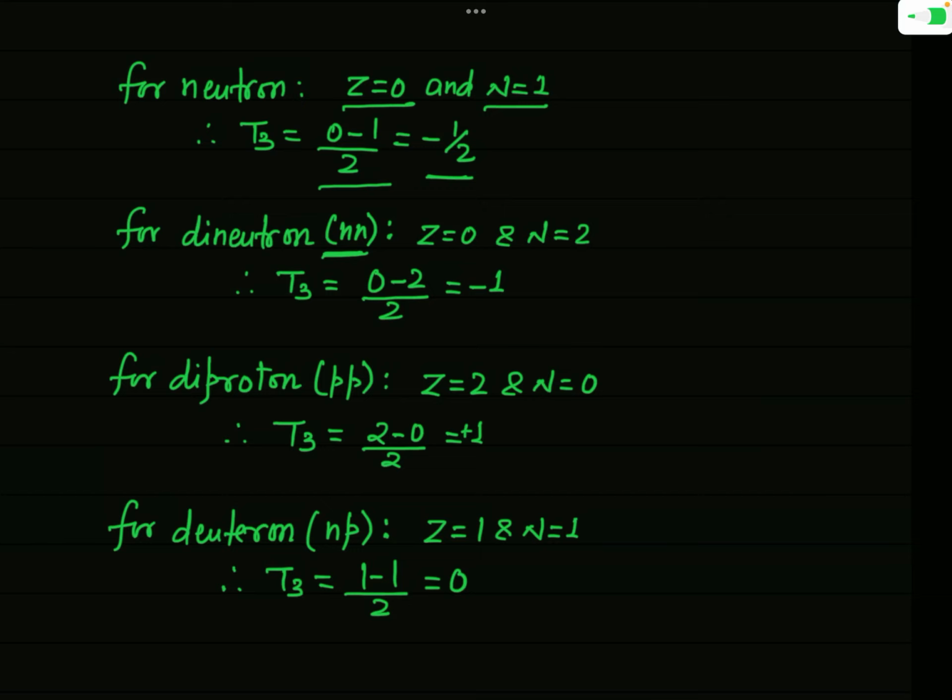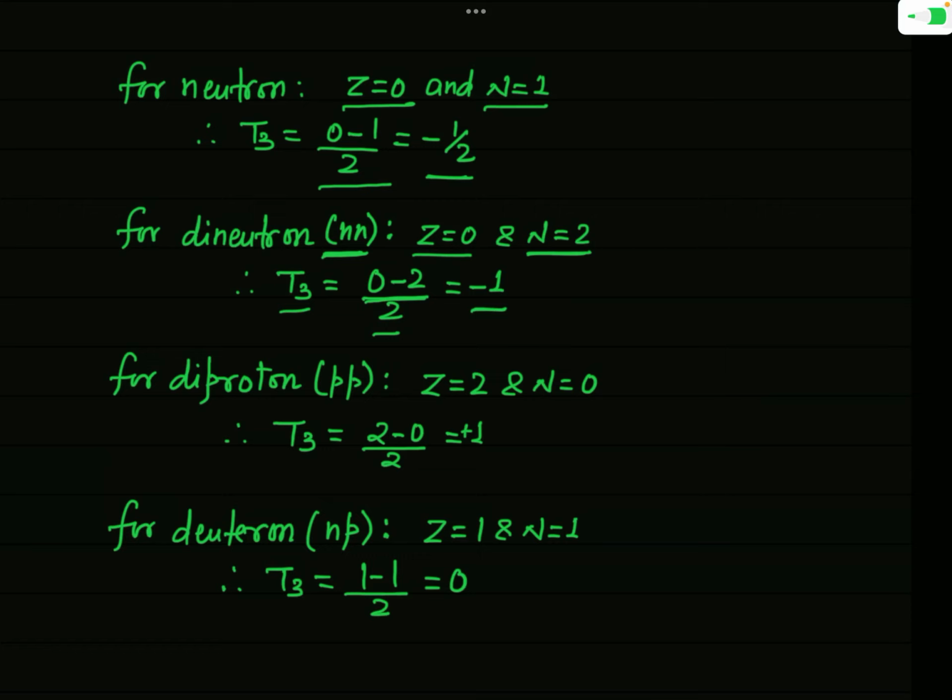Now, since a dineutron contains two neutrons, no proton, Z will be 0 for this. But the number of neutrons in this case is equal to 2. So what will be the value of T3? You can see Z minus N over 2. Z is 0, N is 2. So 0 minus 2 divided by 2, and that will be equal to minus 1. So for a dineutron, which is an unstable system, T3 is equal to minus 1.